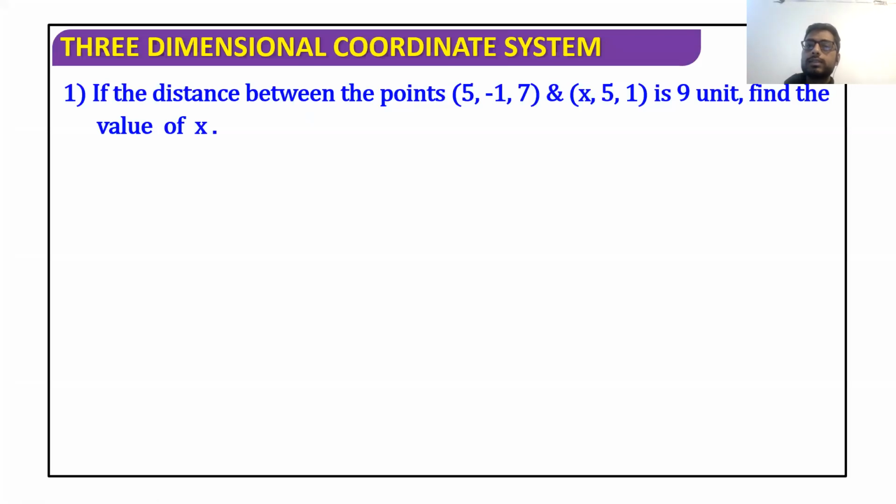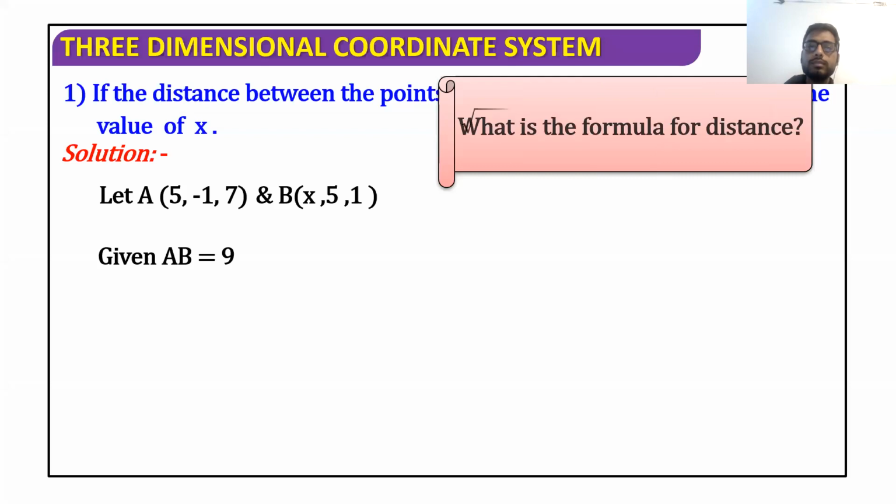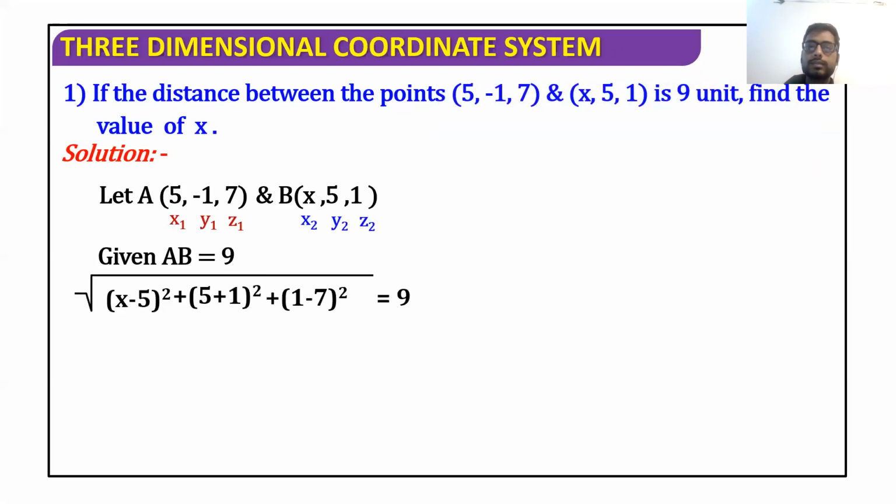If the distance between the points this and this is given as 9 units, I have to find the value of x. Distance is given to you as 9. So you can directly use your distance formula. What is your distance formula? Under root x2 minus x1 square plus y2 minus y1 square plus z2 minus z1 square. x1, y1, z1 in this case are 5, minus 1, 7, and x2, y2, z2 in this case are x, 5, and 1. Distance is given as 9 units. So use your distance formula and simplify this. To cancel out the square root, we are going to square on both sides and we get an answer.